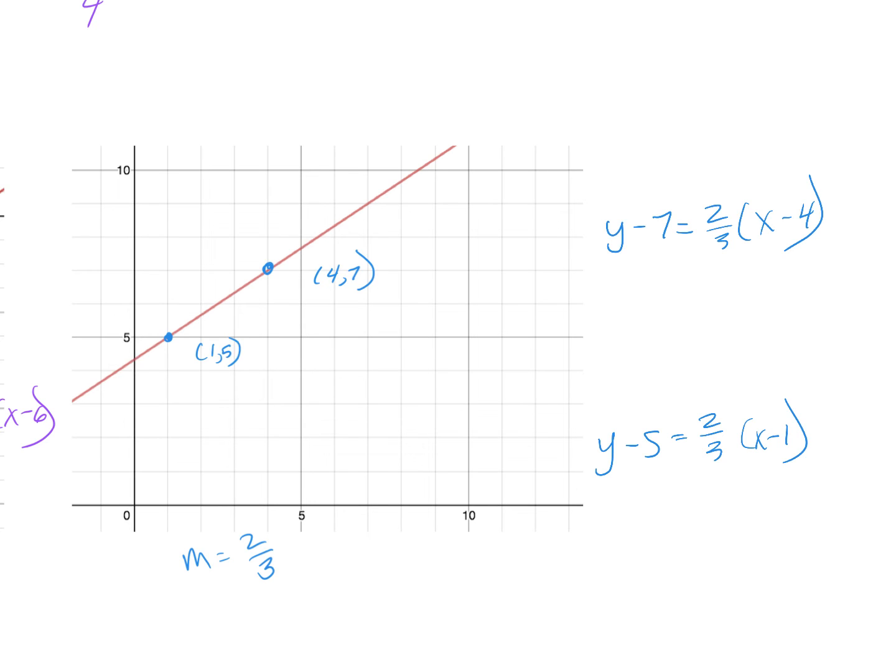Cool? And if I put either of those in slope-intercept form, for this one I'm going to get y minus 7 equals 2/3 x minus 8/3, and then I'm going to add 7. And let's see, y equals, 7 is 21/3. 21 minus 8 is positive 13 over 3, which is 4 1/3. Everybody good? And if I did that exact same thing here, I get y minus 5 equals 2/3 x minus 2/3.